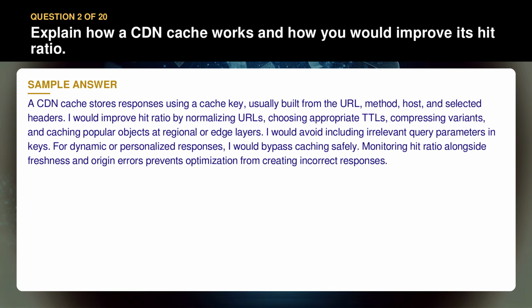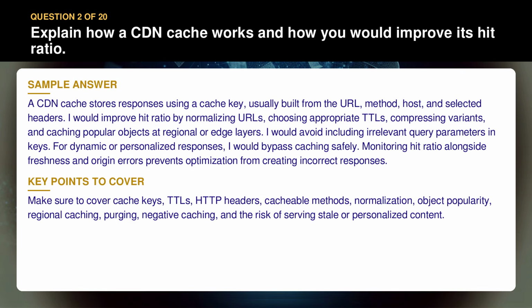Monitoring hit ratio alongside freshness and origin errors prevents optimization from creating incorrect responses. Make sure to cover cache keys, TTLs, HTTP headers, cacheable methods, normalization, object popularity, regional caching, purging, negative caching, and the risk of serving stale or personalized content.